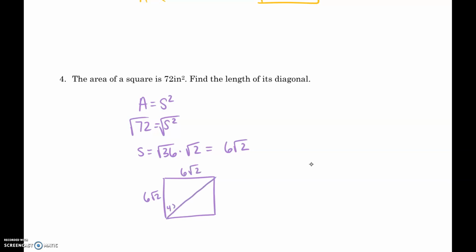So if we draw a little picture for our square, we get 6 radical 2 for the sides. We know that we have a 45-45-90 right triangle. So to solve for our diagonal, we're going to do 6 radical 2 times radical 2, which is 6 radical 4, which is 6 times 2, which equals 12 inches. So after we found the sides by using the area formula, area equals side squared, we used our special right rules to go from the leg of the triangle to the hypotenuse. So we multiplied by radical 2 here. 6 radical 2 times radical 2 is equal to 12 inches.